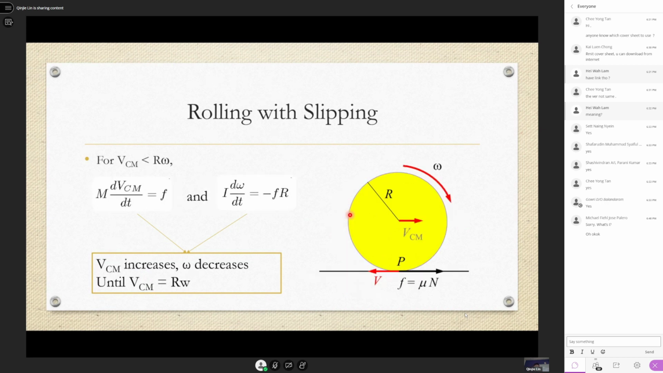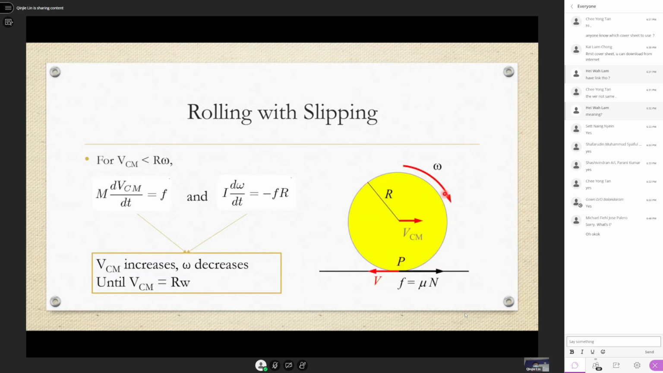Then the other case. That's one case. The other case of rolling with slipping is actually the opposite. Just now V was greater. The opposite case is now V is smaller than R omega. This ball is going to the right, but it's rotating so much faster than it's supposed to move.